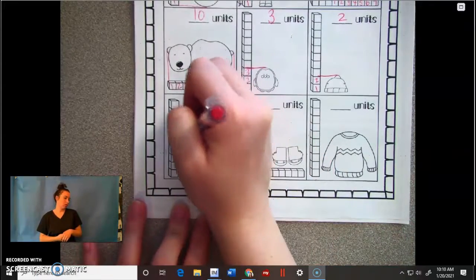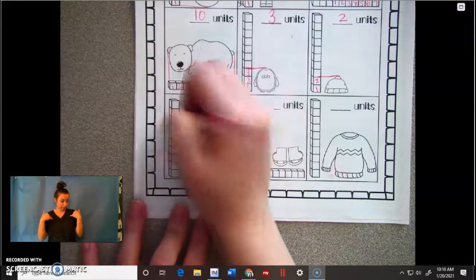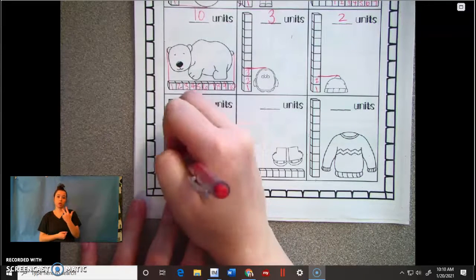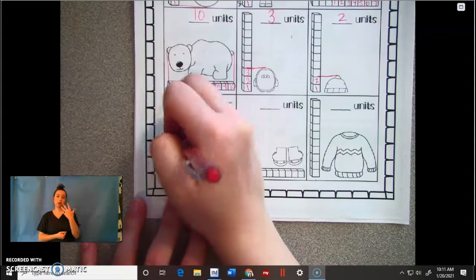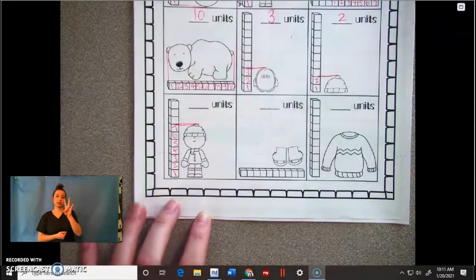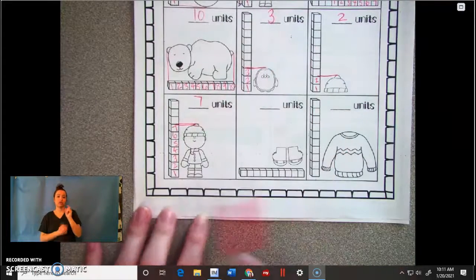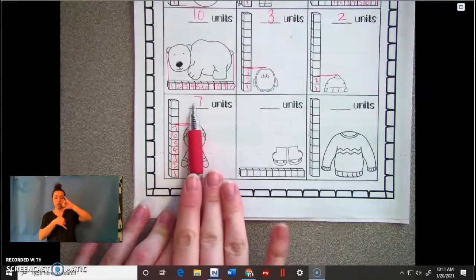All right, last row. We're going to make sure he's lined up where we know where he ends. And let's count. 1, 2, 3, 4, 5, 6, 7. He is 7 units tall. Remember, when we measure length up, that's how tall something is.